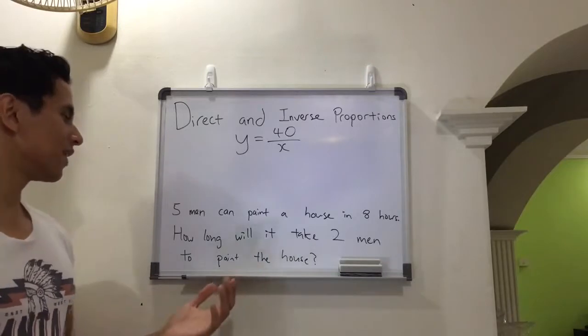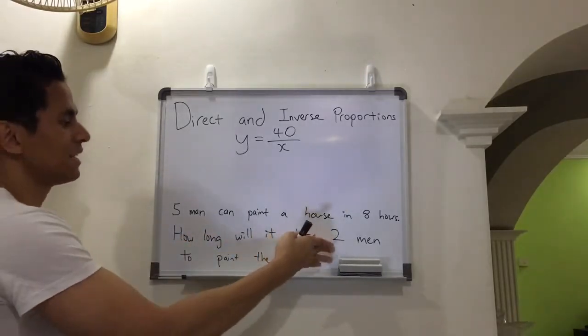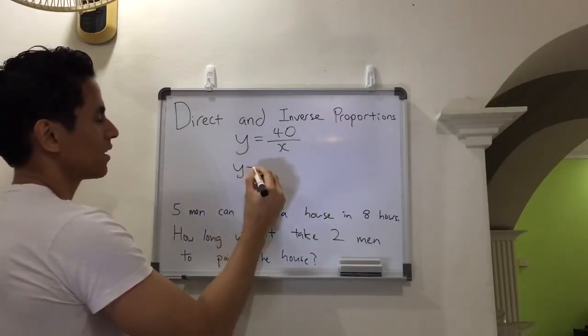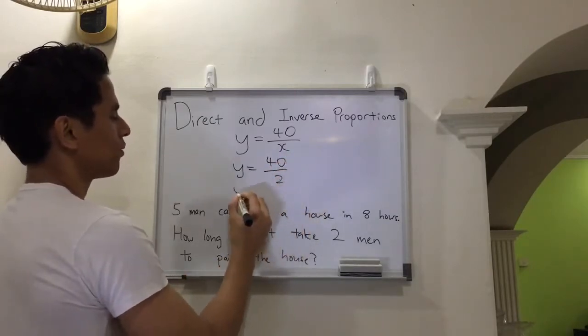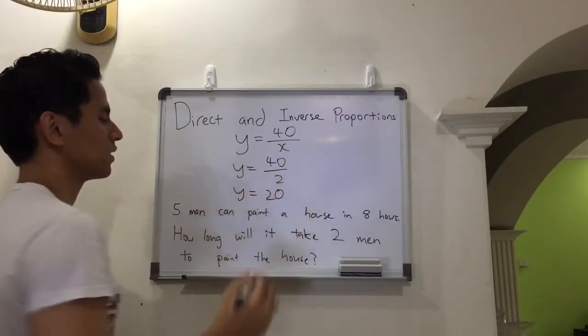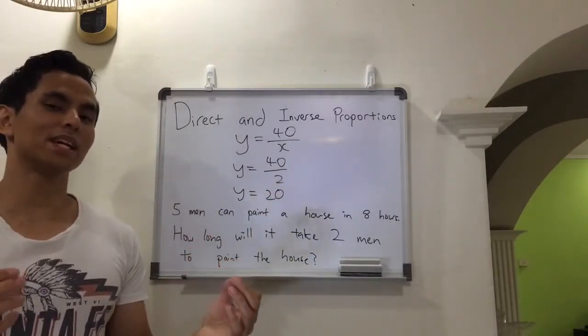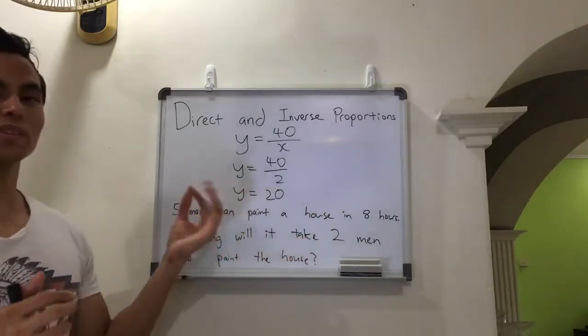Now the question asks us, how long will it take 2 men to paint the house? We know that men goes into x, so just substitute x by 2: y equals 40 over 2, and therefore y equals 20. So the total time taken to paint the house, if 2 men were to paint it, would be just 20 hours.